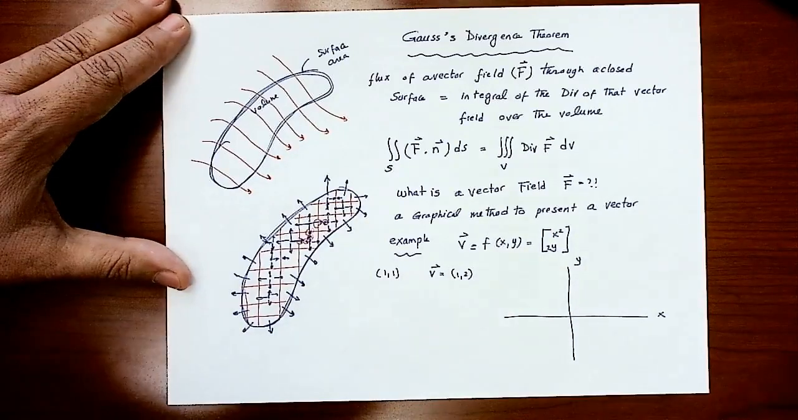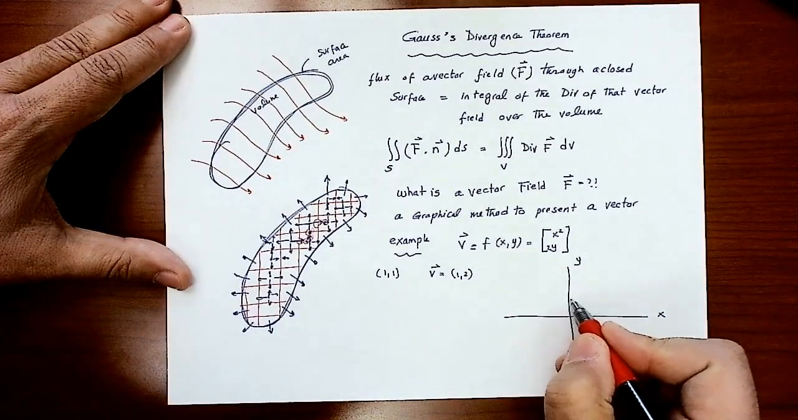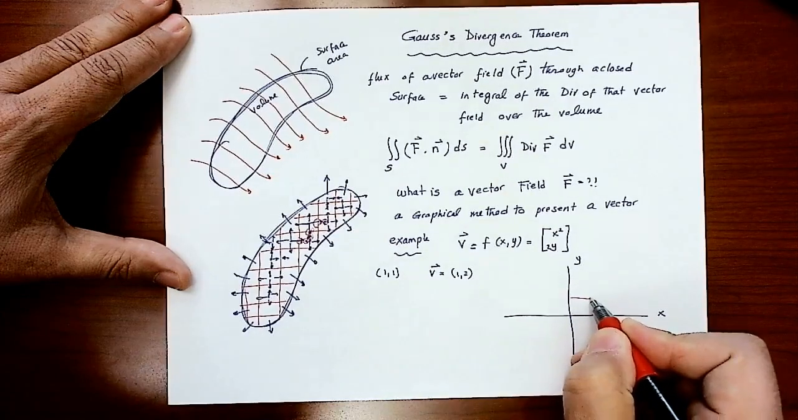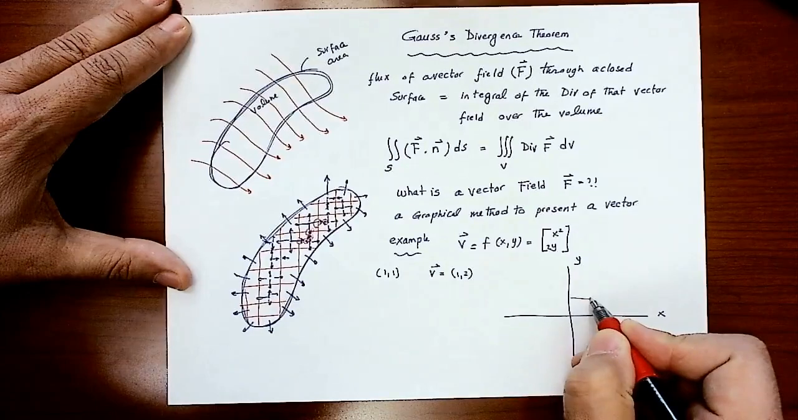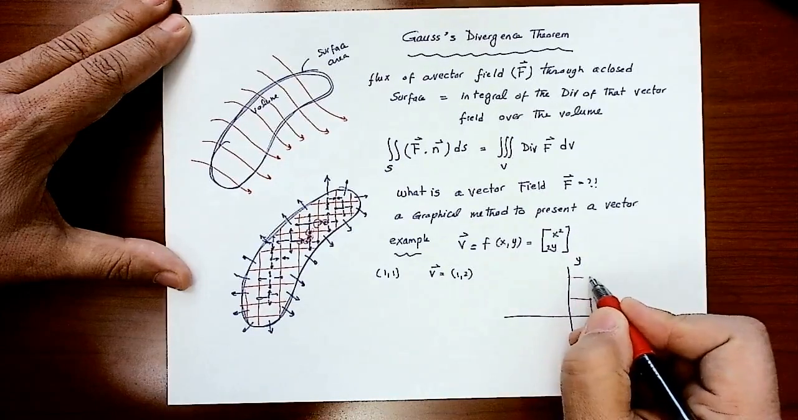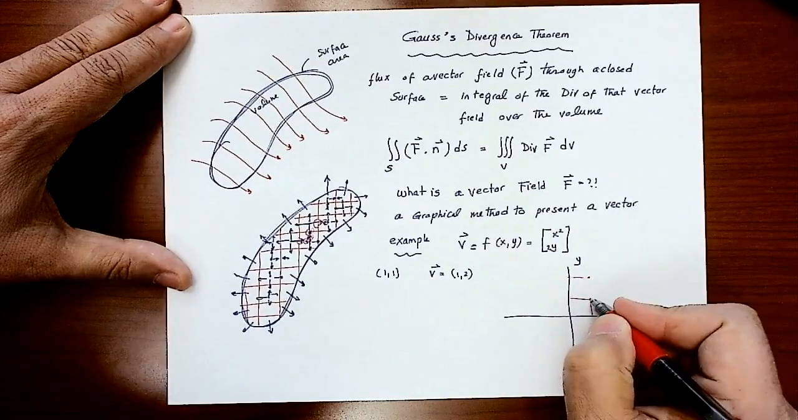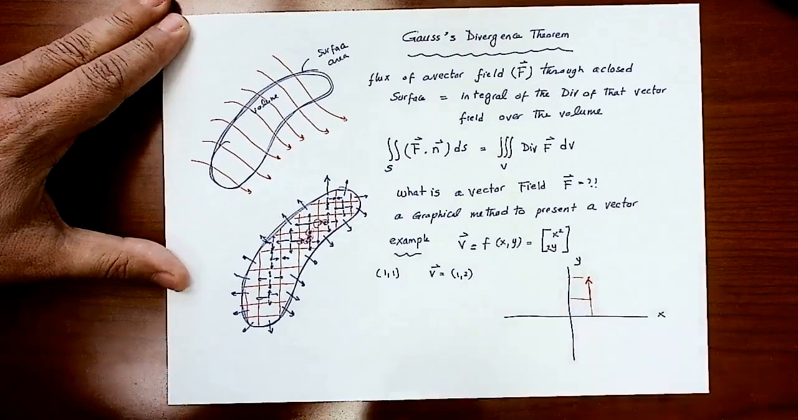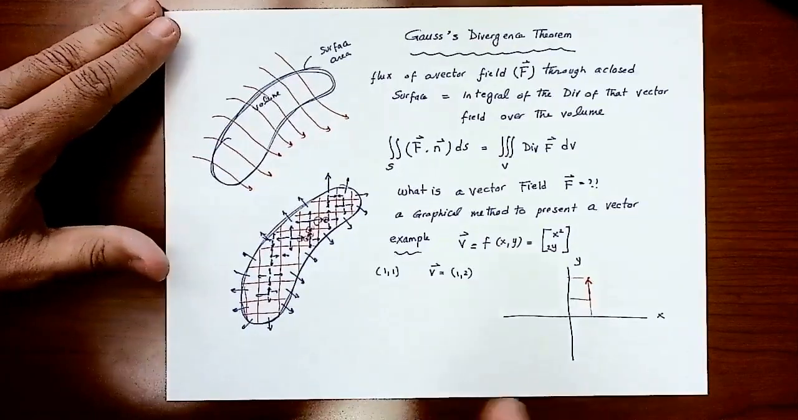So I will go to point (1, 1). This is where I am here. That's (1, 1). Then I will pick point (1, 2). It's here. I'm going to connect a vector. It is telling me that at point (1, 1), your fluid is going vertically.